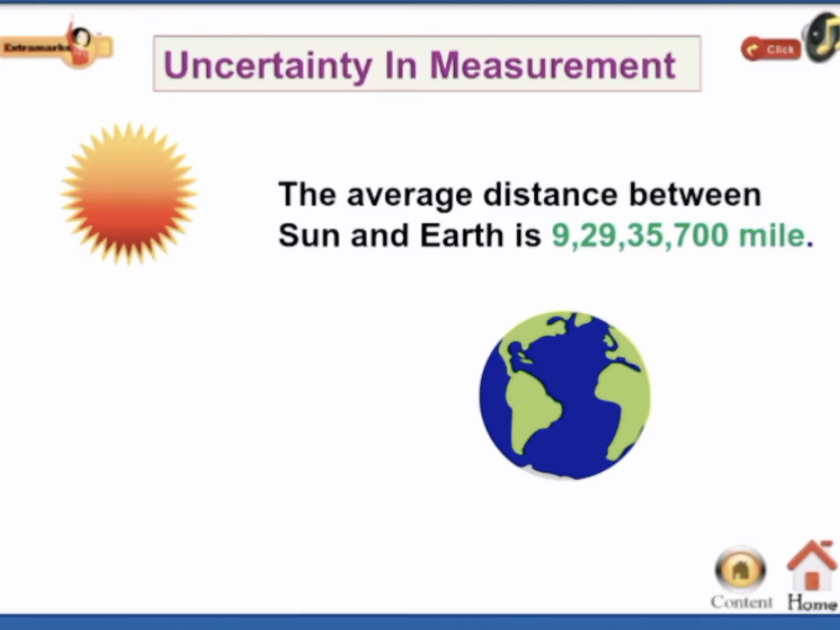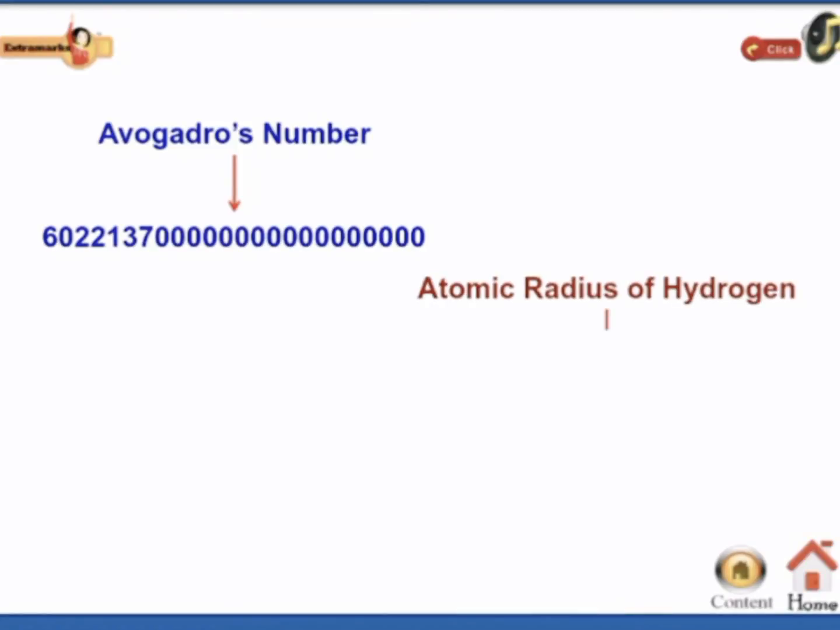The average distance between Sun and Earth is 92,935,700 miles, and the atomic radius of hydrogen are very big figures.